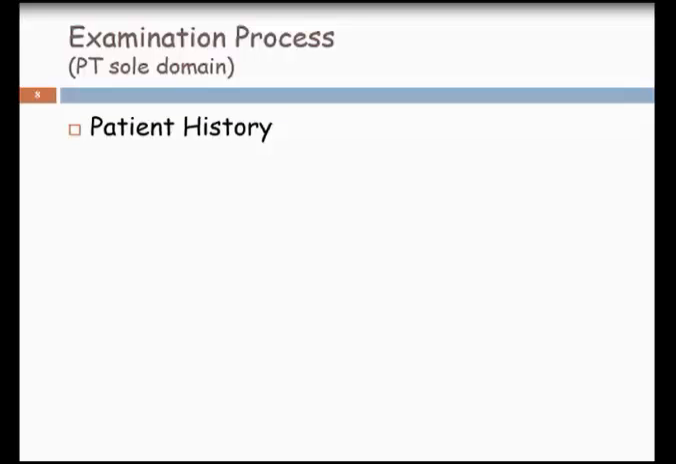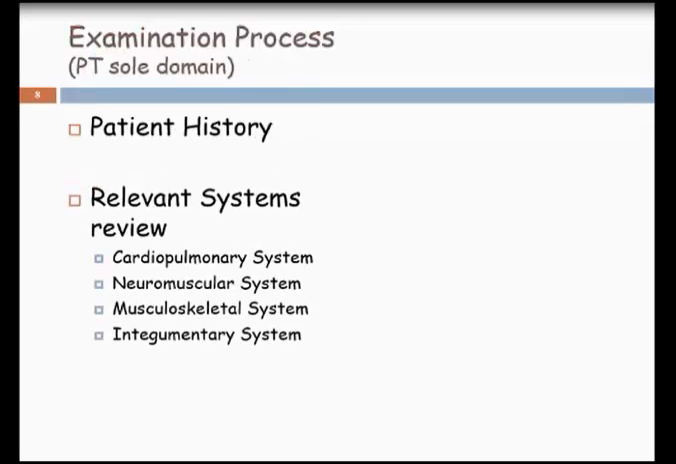The patient history is followed by the relevant systems review. So the systems include the cardiopulmonary, neuromuscular, musculoskeletal, and integumentary systems. So what do we mean by a relevant systems review? Well, for example, if a PT is treating a patient for a total hip replacement, but that patient also has a cardiac condition such as congestive heart failure, the PT should do a review of the cardiopulmonary system to determine the patient's capacity to withstand exercise and to monitor the patient's reaction to exercise.